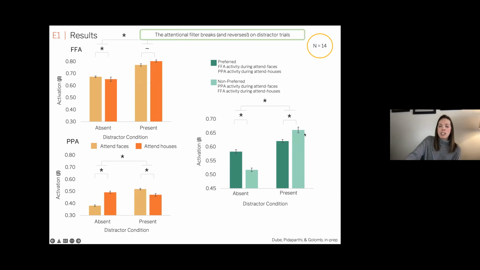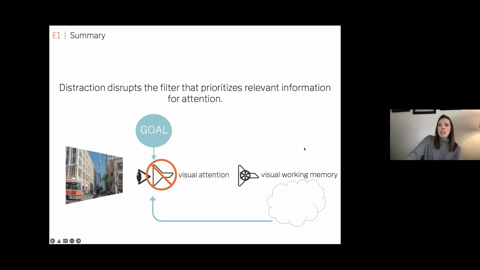And what is surprising even to us is that this filter actually breaks so badly that it reverses. So we're actually seeing that non-target stimulus category is being prioritized to even a greater degree than what their initial control setting was kind of set for, tuned for. So distraction really does seem to disrupt this filter that prioritizes relevant information for attention. So when an ambulance appears in this scene, we are sort of incidentally prioritizing or processing information that is not important, like the color of this pedestrian's t-shirt.